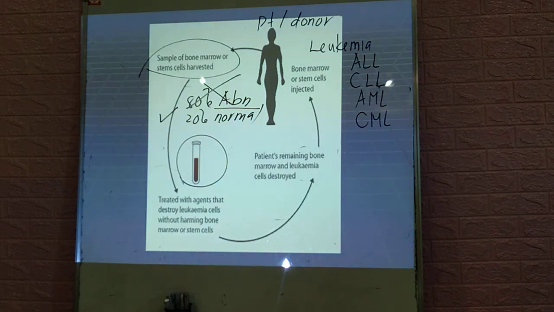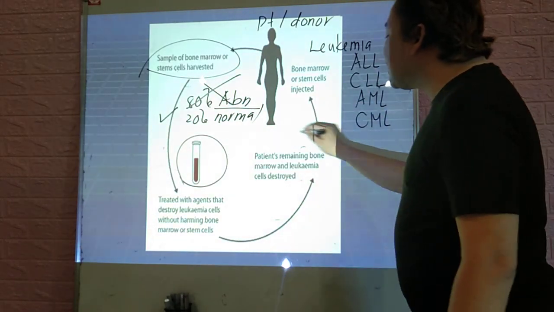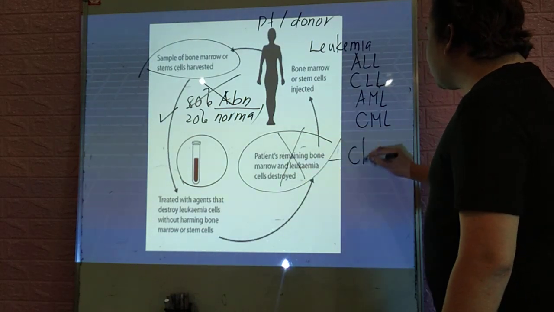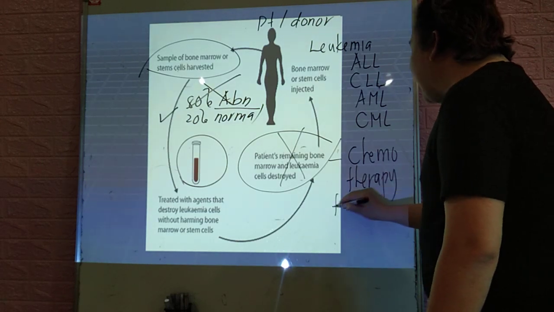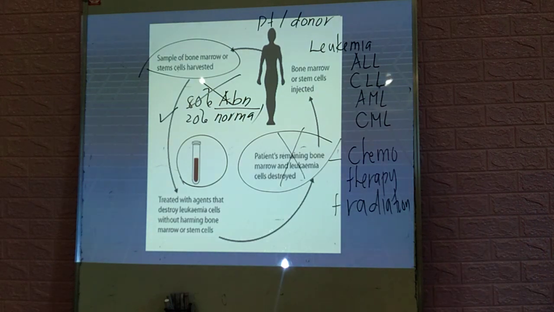In this specific form, there is a characteristic of this chemotherapeutic agent that will kill only the abnormal cells and retain the normal cells. So what will happen now? Guys, before this is administered to the patient, the patient's remaining bone marrow and leukemic cells will be destroyed by a specific process known as chemotherapy plus radiation.